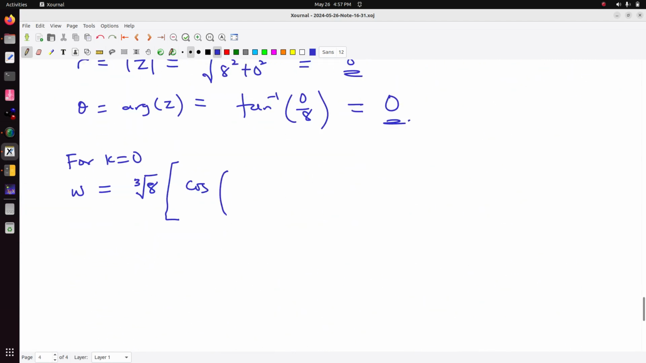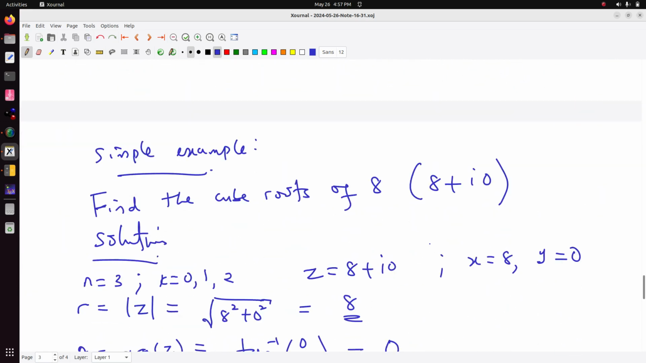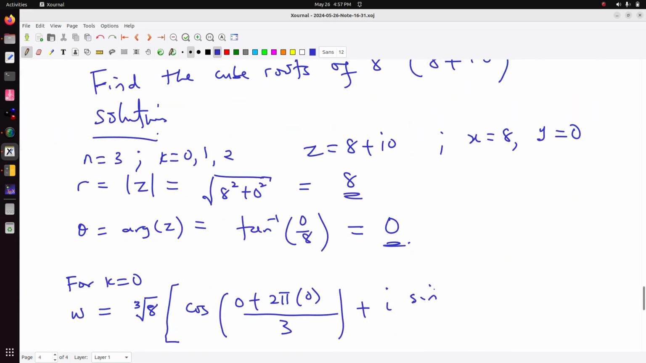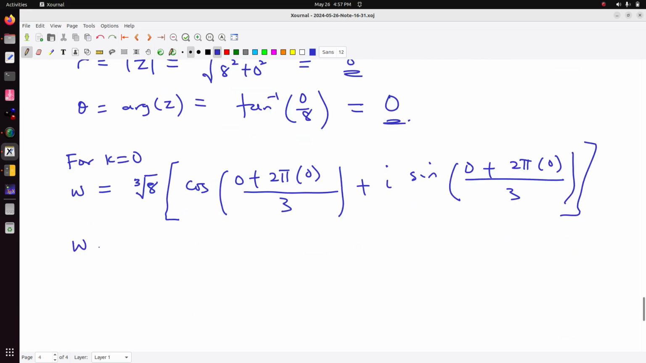So theta in this case is 0. So theta plus 2 pi k, k is 0 in this case as well, divided by n. n is 3. Then plus i sine, the same thing: theta, which is 0, plus 2 pi 0 over n, which is 3. So the first root will be the cube root of real 8, which is 2.